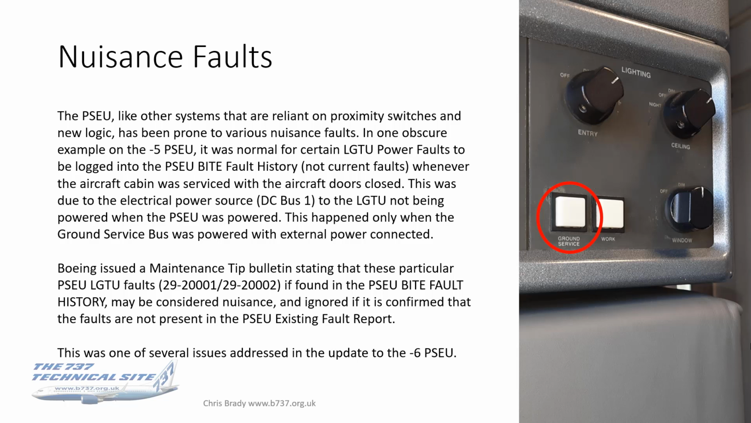Anyway, Boeing issued a maintenance tip bulletin on it stating that if these faults were found in history, then they could be considered nuisance and ignored if it's confirmed that they're not present as an existing fault. And that was one of several issues that were addressed in the Update 6 PSEU.